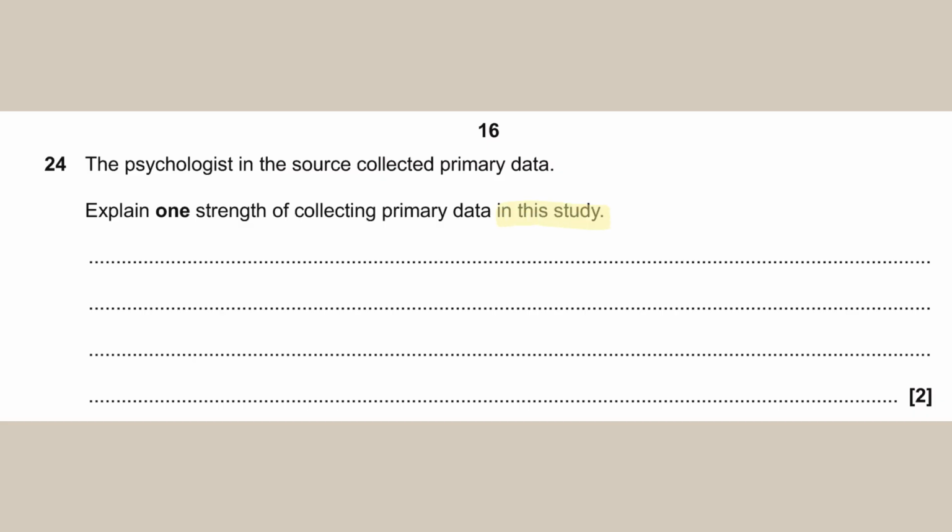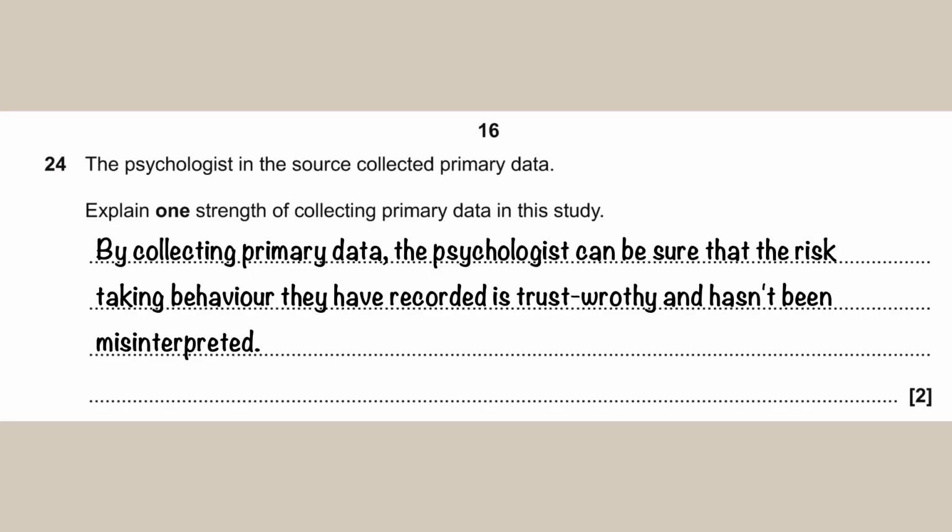For question 24, look at this. Again, it's saying in this study, so we know it's going to be at least one source mark. And it's only a 2 marker, so we only need 1 mark's worth of a strength. A strength for collecting primary data is that because we've collected the data ourselves, we can trust that the data hasn't been misrepresented by anyone else and that it's actually true to what I've recorded. So that's going to be a strength, and specifically talking about the fact that we're recording risk-taking behavior is going to get you the second mark. Again, linking to the source.